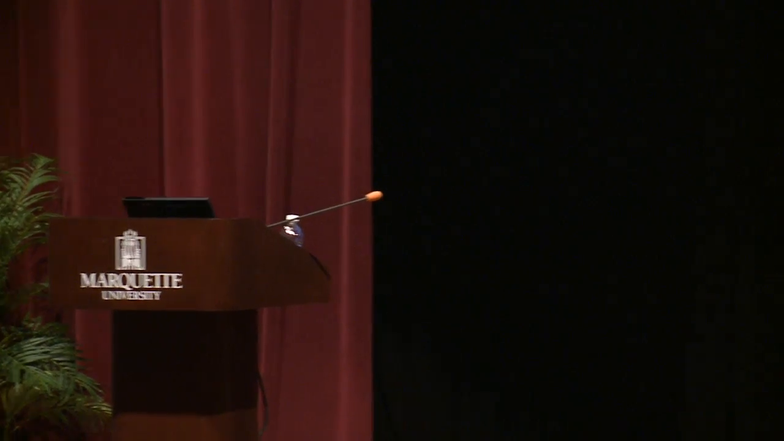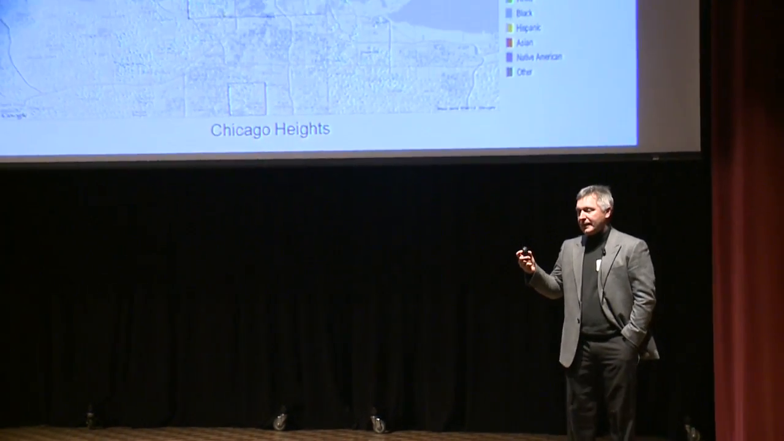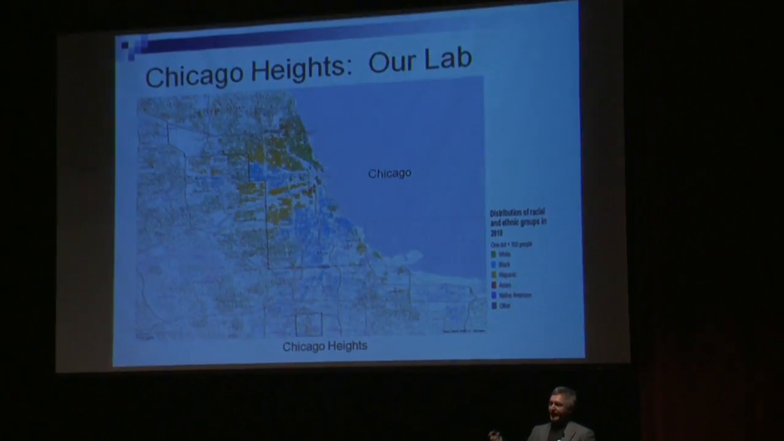And it ends up then looking like a race issue. Because who is primarily in the urban settings? African American and Hispanic students. Okay, and then that leads to this racial achievement gap that I mentioned earlier. Now, what am I doing here? We've essentially set up a laboratory in Chicago Heights.